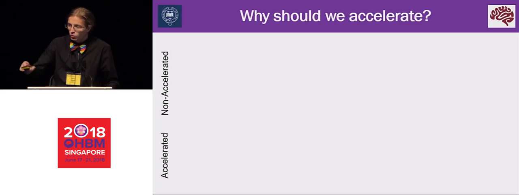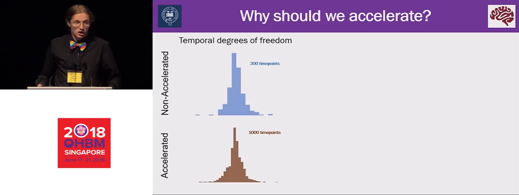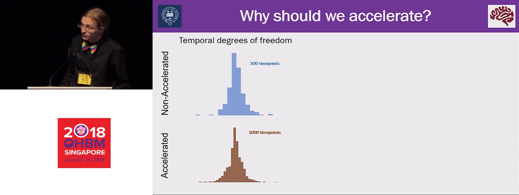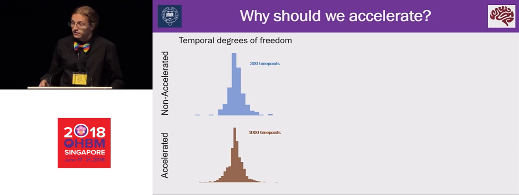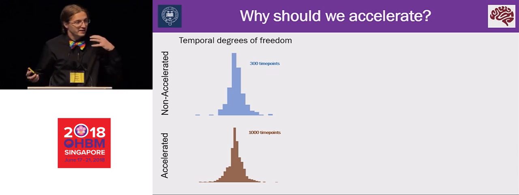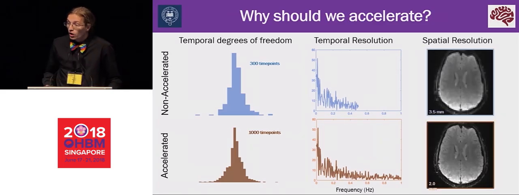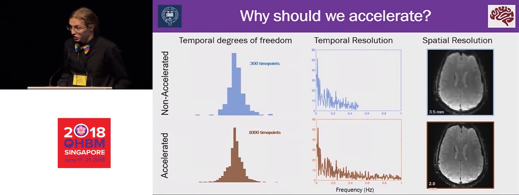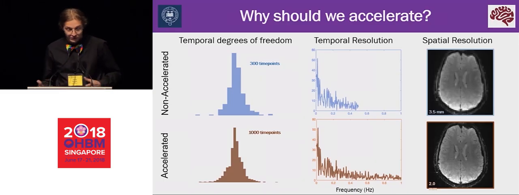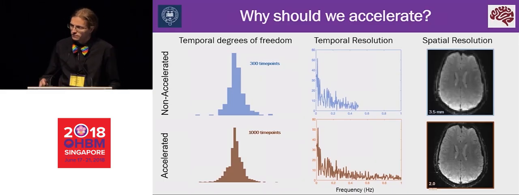So why should you accelerate? Well, there's a few reasons. It does help with physiological noise, for instance, but the main reason for me is temporal degrees of freedom. The reason being is that gives you a lot of play. It's like money. You can spend it in lots of ways. You can increase the temporal resolution, which if you're doing multivariate analysis, will really increase your statistical power. Or you can play around with spatial resolution. You can get a better quality brain if you've got this extra degree of freedom.